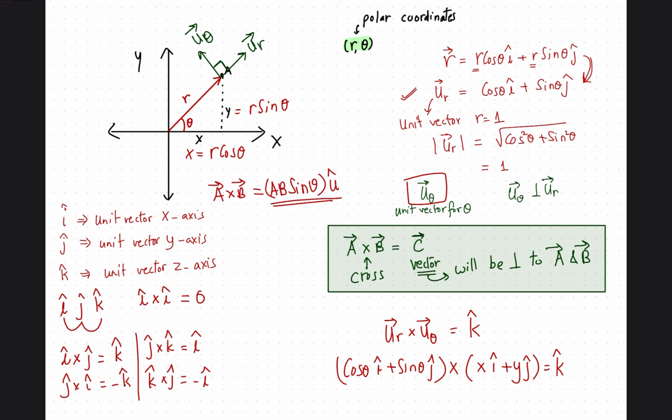Cross product does not have the commutative property. That means you cannot exchange the order, so you have to follow the order. I cross j is k, and j cross I is minus k.